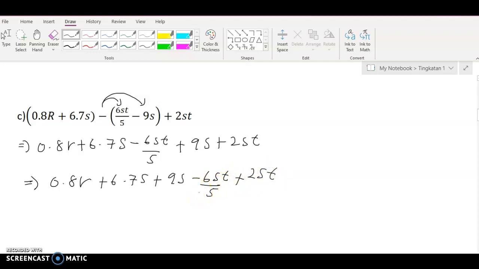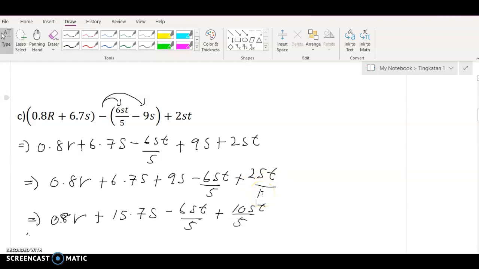Now what you have to do is solve it. 0.8r, and then 6.7s plus 9s should get plus 15.7s. And then over here, I must have the same denominator, so you should have minus 6st divided by 5, and then here will be plus 10st divided by 5. We want to make sure this 2st is actually divided by 1, so you want to change the denominator, you multiply with 5, so that's why 2 must also be multiplied with 5, you will get 10.